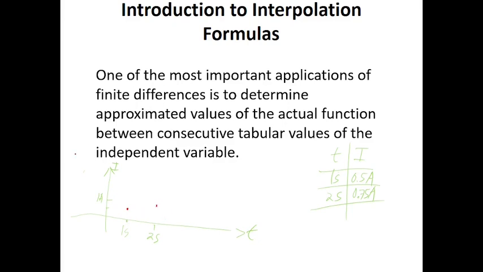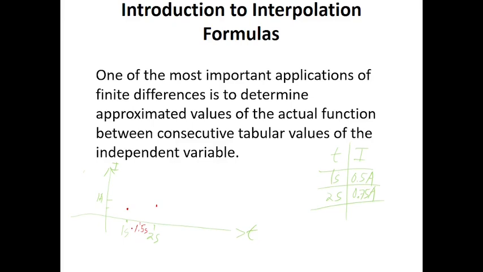Now considering those 2 points, we are to use interpolation formulas to approximate the value of the actual function between 1 second and 2 seconds. For example, I'm interested in finding the value of the actual function at time 1.5 seconds. I did not do the experiment at time 1.5 seconds, therefore I will approximate the value of that current at time 1.5 seconds using interpolation formulas.